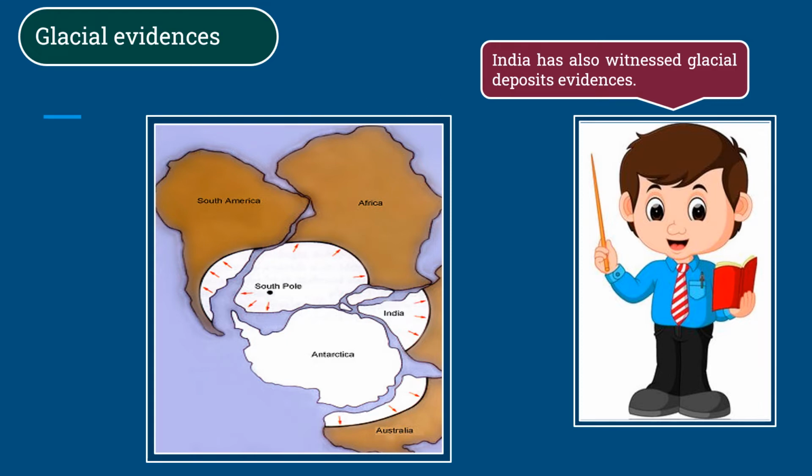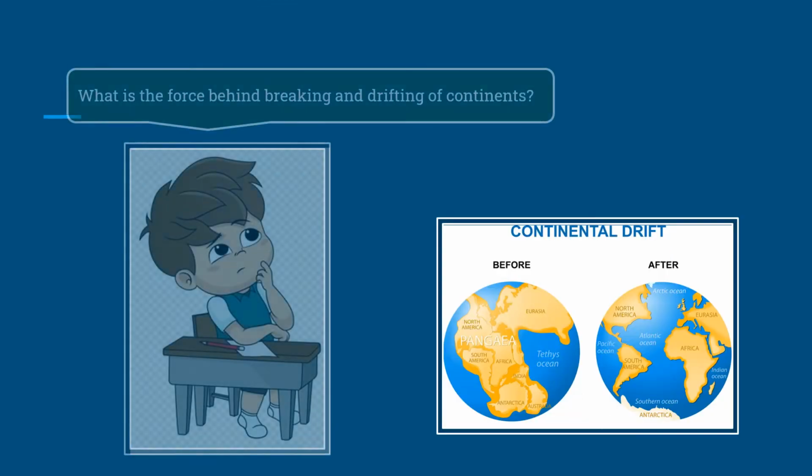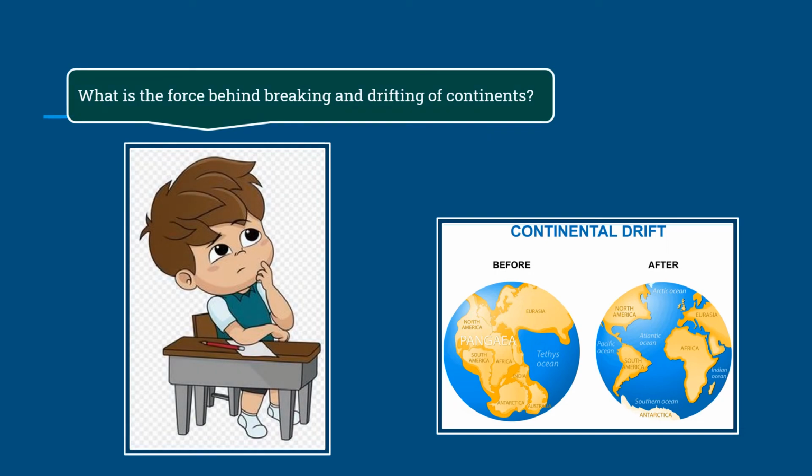But the biggest question was, what is the force which is working here, which is breaking them and letting them drift? So it was Pangea, which is all the continents joined together, and the Tethys before. And after that, what we see nowadays is all these continents not joined together. So the puzzle was to solve from Pangea to the continents which we see now. But the theory proposed by Alfred Wegener did not claim what the force working behind this is.